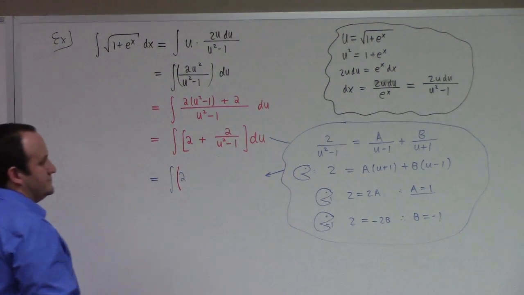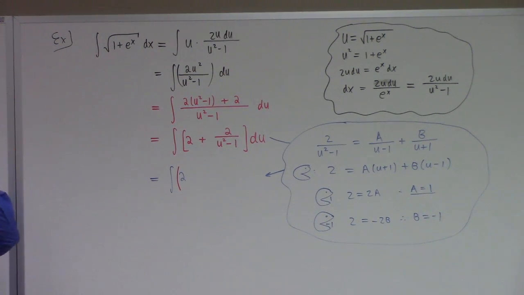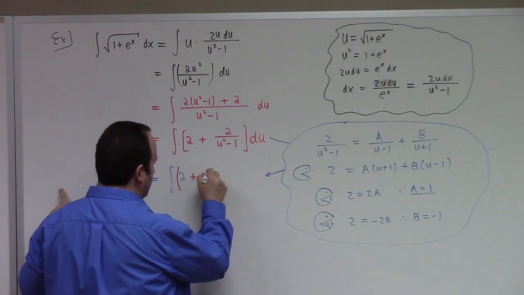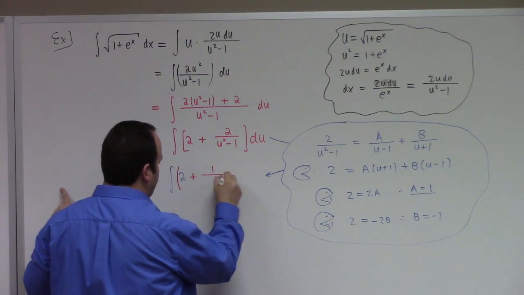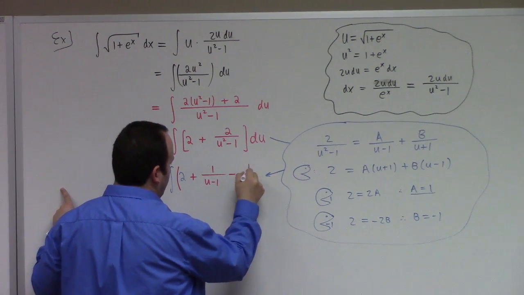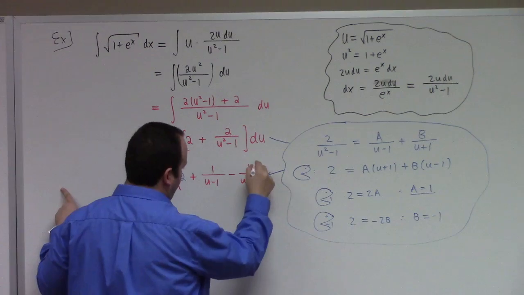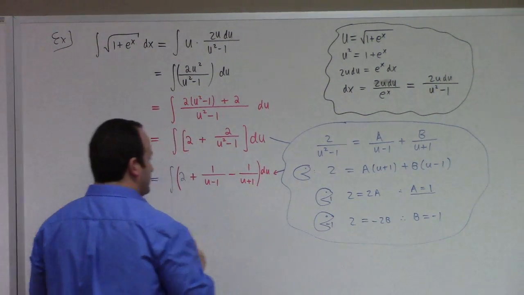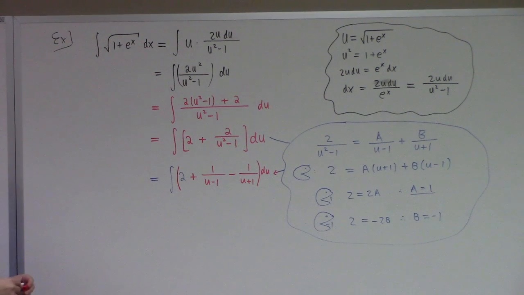So there was a plus, right? I had a minus that shouldn't have been there. Now what we have is plus 1 over u minus 1 minus 1 over u plus 1 du. Yay, partial fractions is done. Now we can integrate.